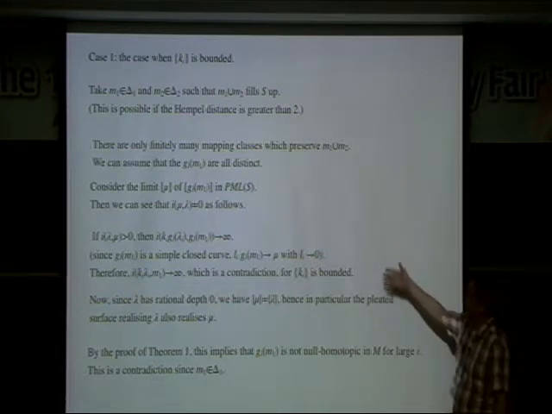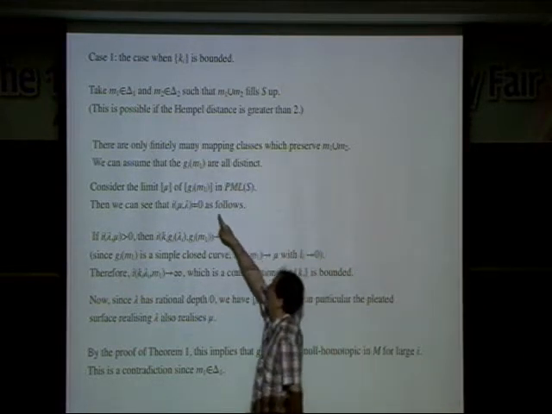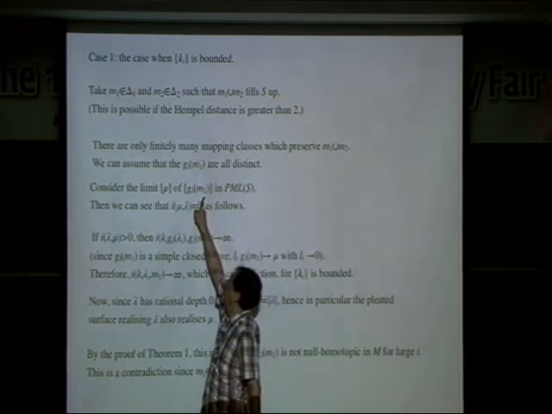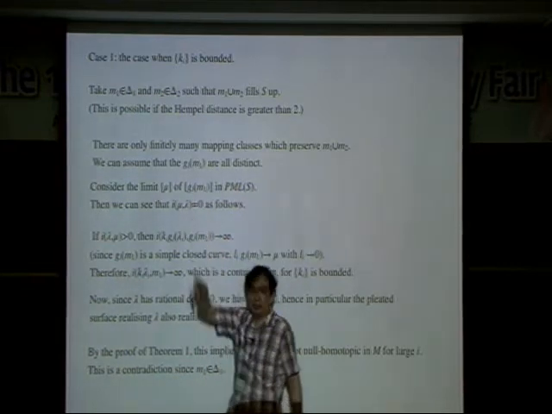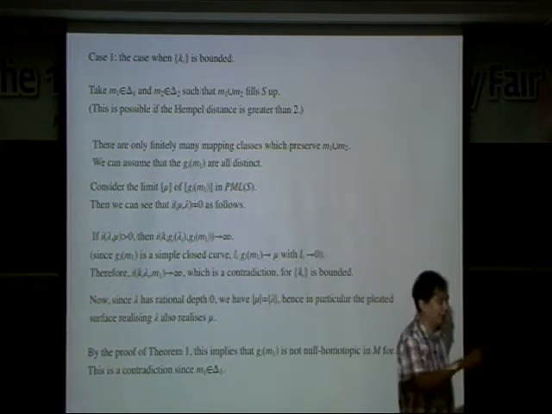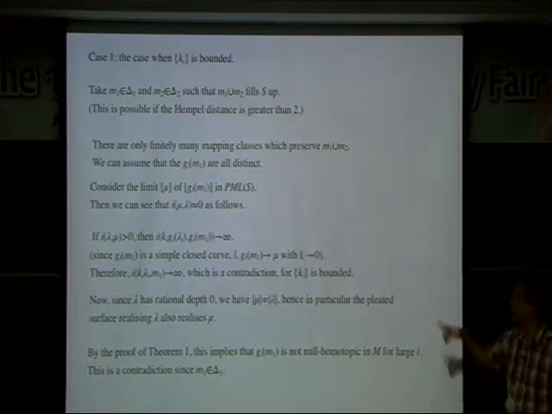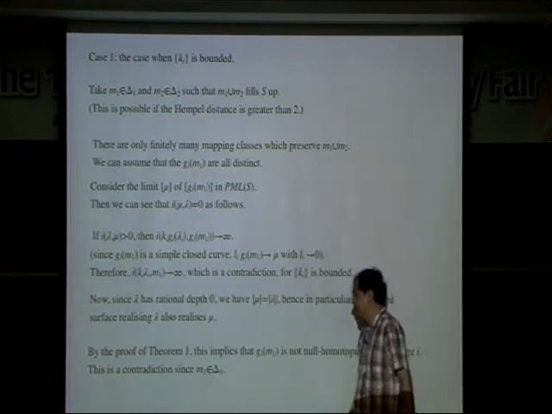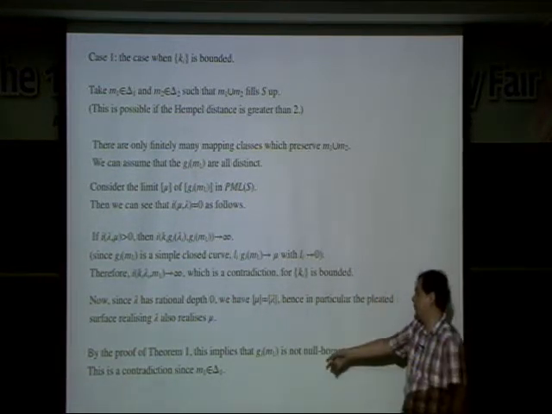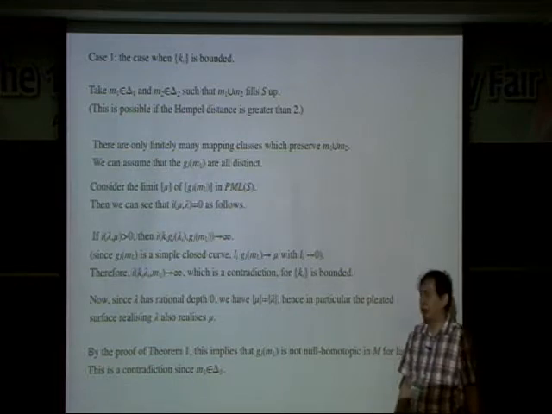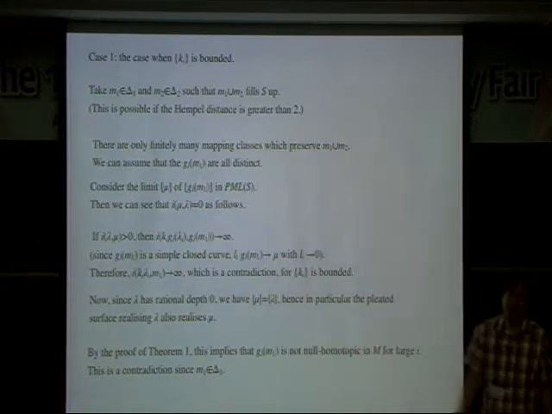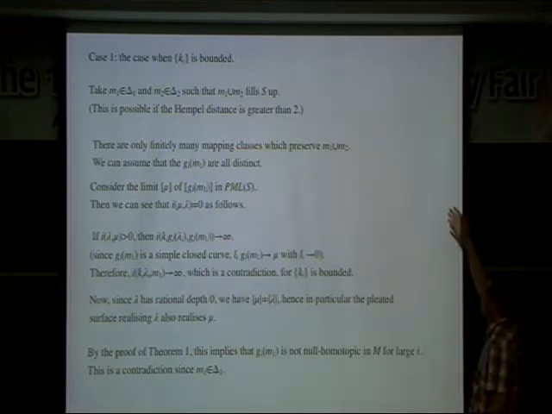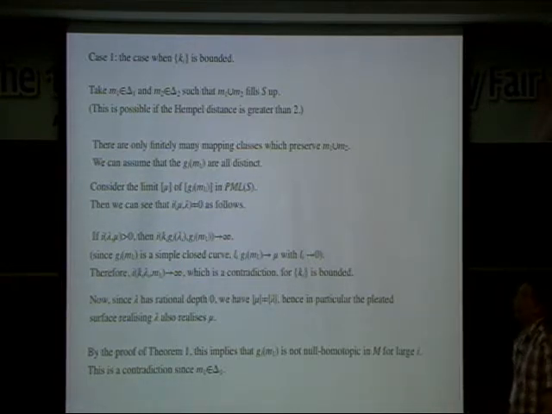On the other hand, mu was the limit of g_i m_1, and m_1 is a meridian, and g_i m_1 is the translate of the meridian by some element in the group generated by G1 and G2. So g_i m_1 is not homotopic again. So there is a sequence of curves converging to mu which is not homotopic. But that's a contradiction. So case 1 is finished like this.